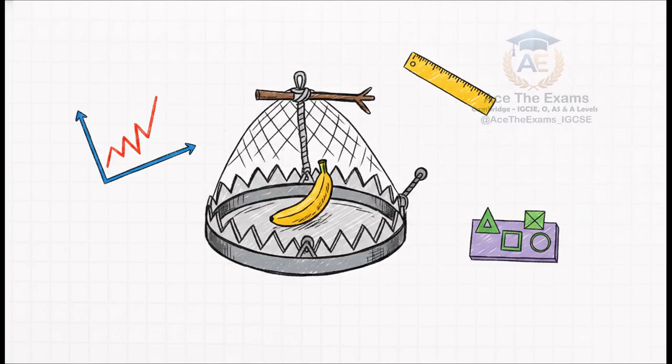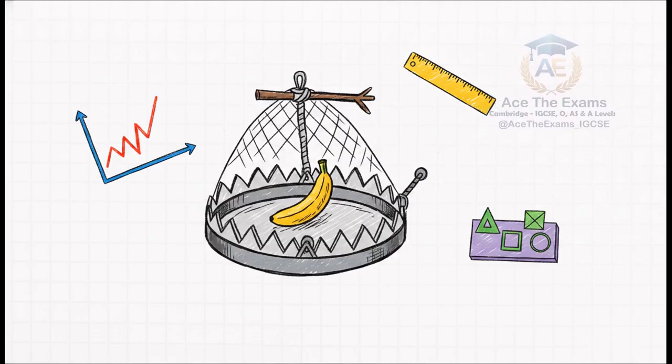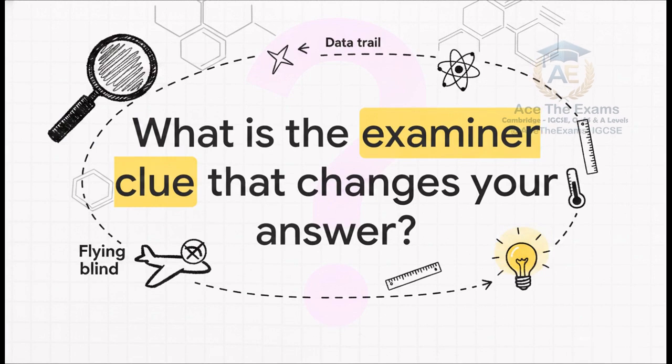Ordinary revision completely fails to prepare you for this stuff, because ordinary revision is just memorizing formulas. We need a real strategy. So in just a moment, I'm going to show you the exact examiner clue hidden in the data that changes your answer completely. If you miss it, your entire calculation just collapses. But, and this is a big but, before you can even spot that clue, you need the underlying framework that makes it obvious. Without it, you're essentially flying completely blind into the exam hall.